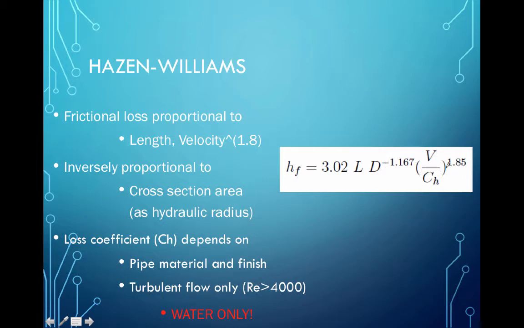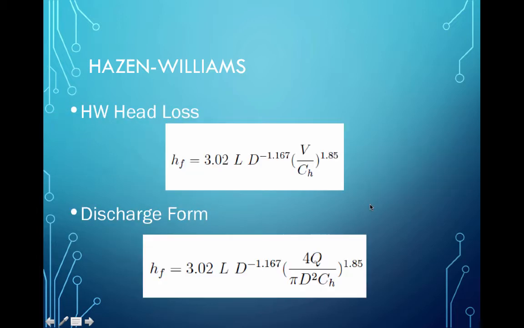As a head loss equation, it looks like this, and the main difference is instead of the velocity being squared, it's to the 1.85 power. So it's close to a quadratic, but not quite. The 3.02 changes depending on whether you're in US customary or SI. I'm pretty sure this is the US customary version. The SI is going to have a different number up front. We can write it in head loss form. We can convert it into discharge form.